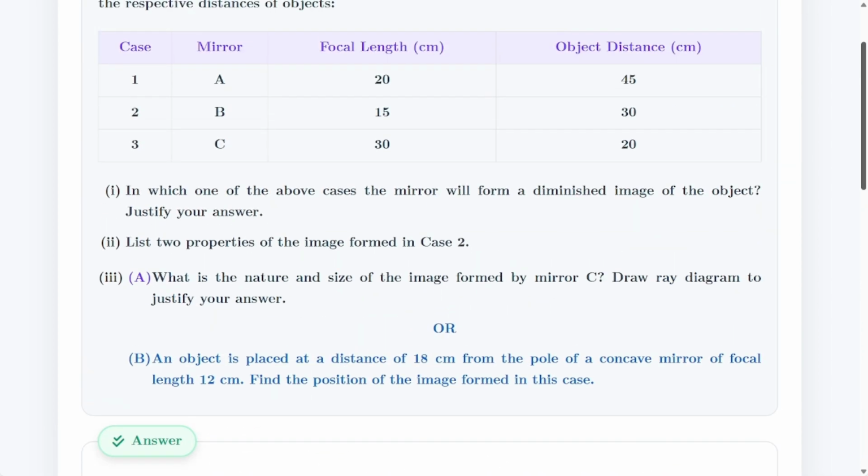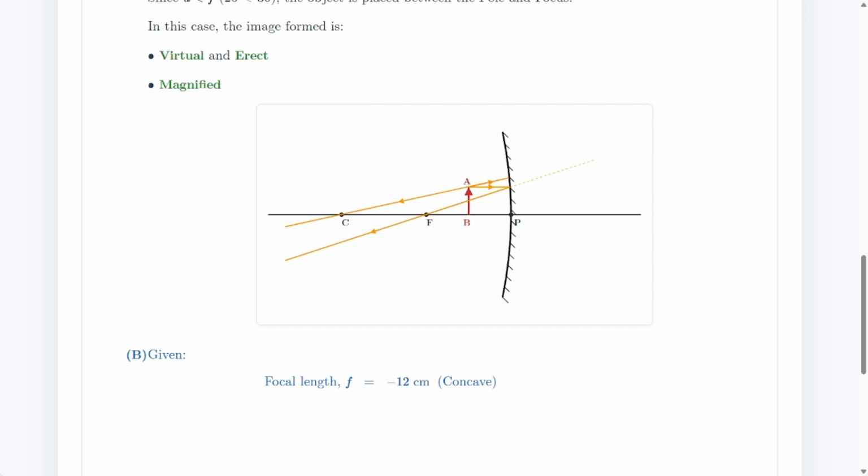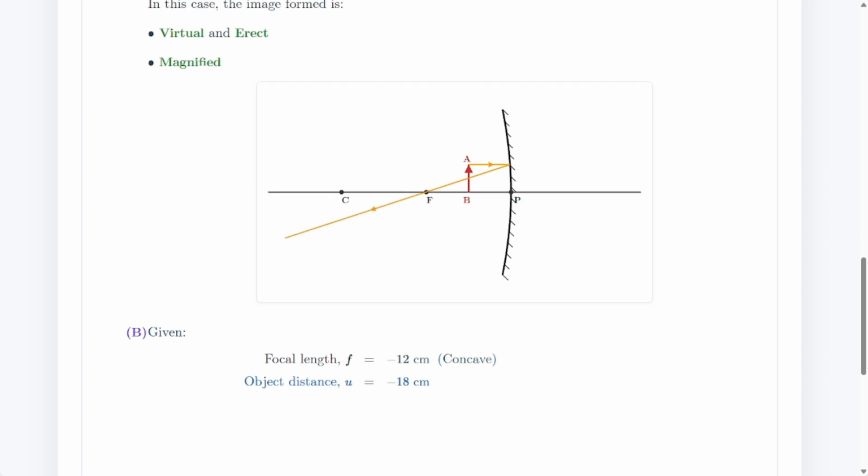Or, you can choose to answer the alternative question in Part B. An object is placed at a distance of 18 centimeters from the pole of a concave mirror of focal length 12 centimeters. Find the position of the image formed in this case. Let's solve Part B. Focal length f is minus 12 centimeters. Object distance U is minus 18 centimeters.